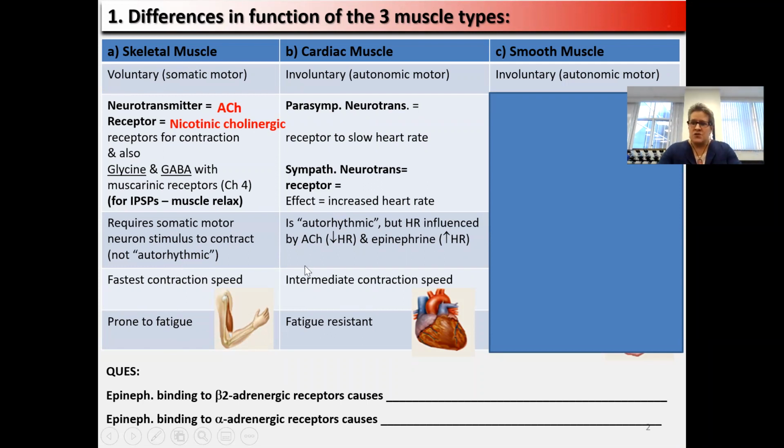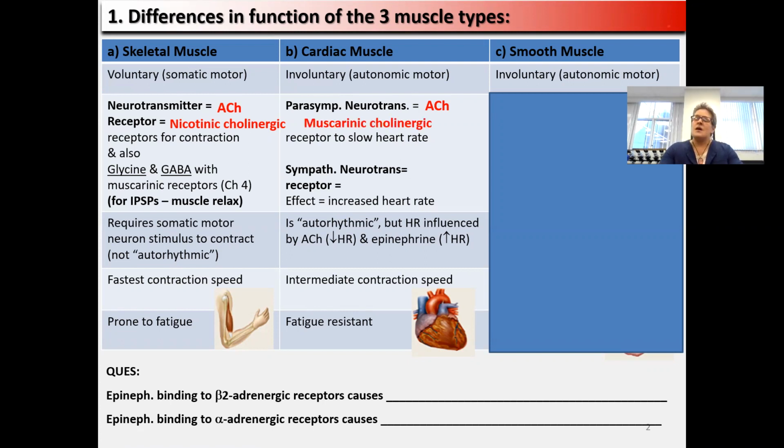So we don't have control over that. That is controlled autonomically under the parasympathetic system, which is rest and digest, and the sympathetic system, which is your fight-flight. Okay, so parasympathetic neurotransmitter. During rest and digest, your heart rate should slow down. And the neurotransmitter that does that, again, is acetylcholine, because that's the neurotransmitter for that system.